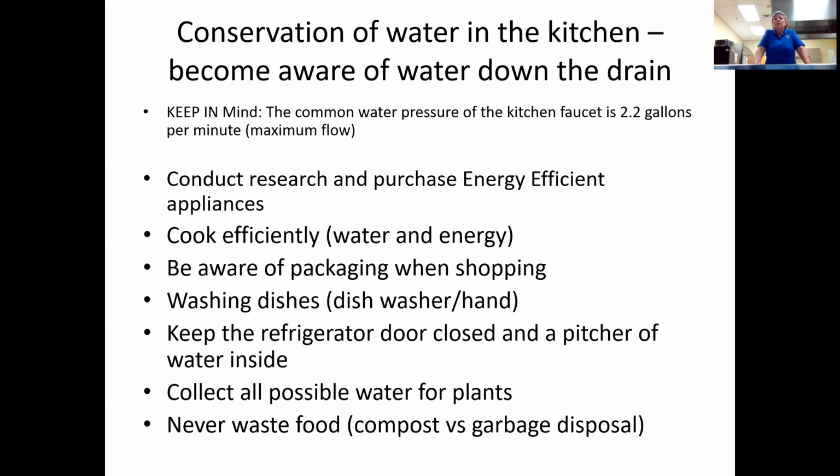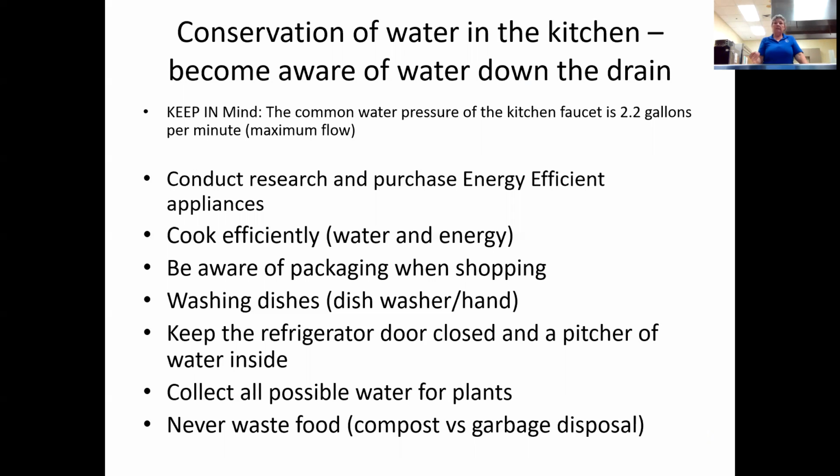Refrigerator. Keep the door closed when you're not pulling things out or putting things in. If you want cold water, instead of letting the water run down the faucet, down the drain, keep a pitcher of water inside the refrigerator. And the next point, collect all possible water for plants. This is where your pasta water could be used for outside. This is where if you really feel the need to rinse and wash in a large amount of water, instead of washing in the sink plugged up, wash in a pan where you can take that water, even with the soap. It's okay for outside.